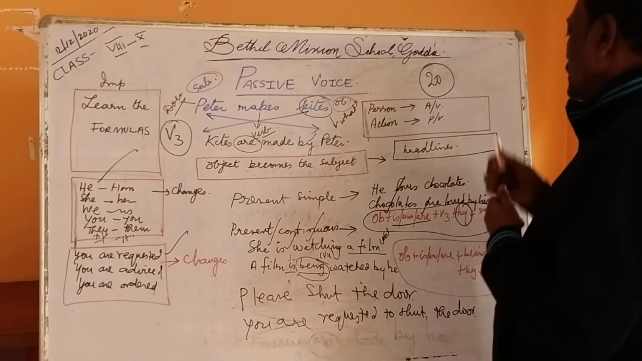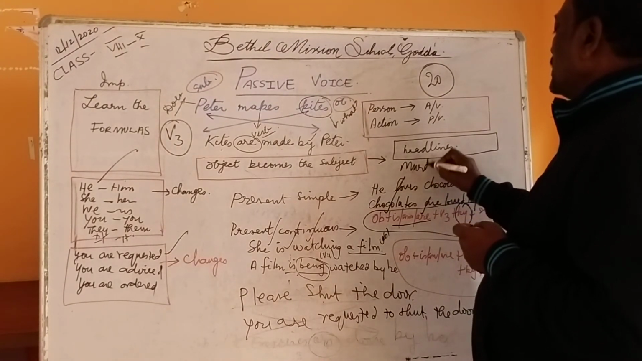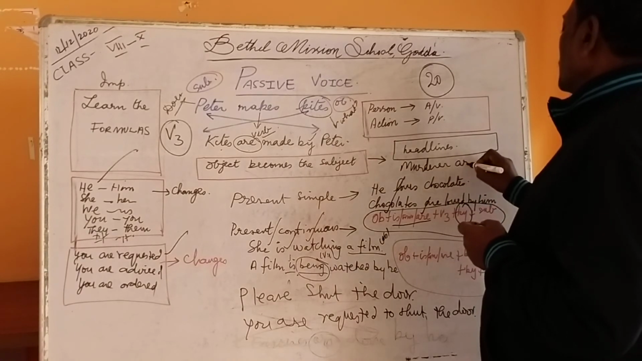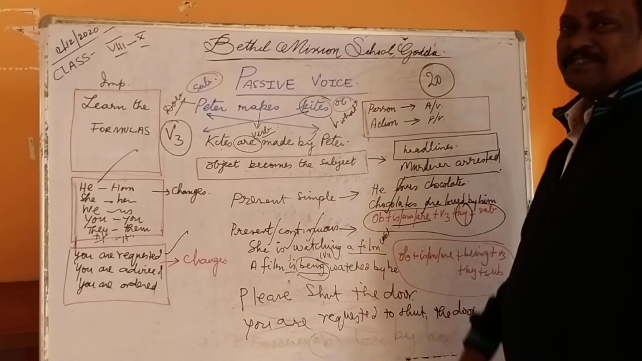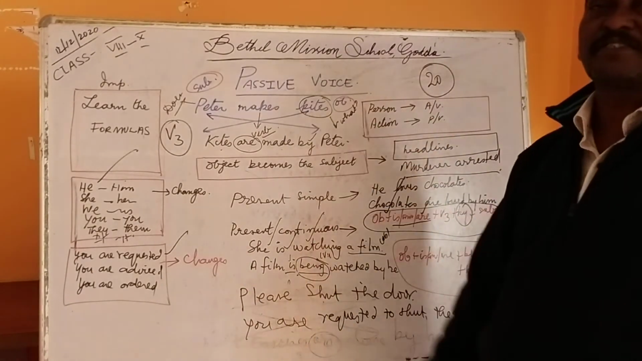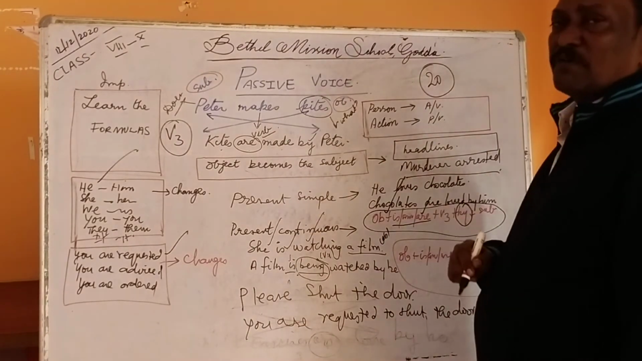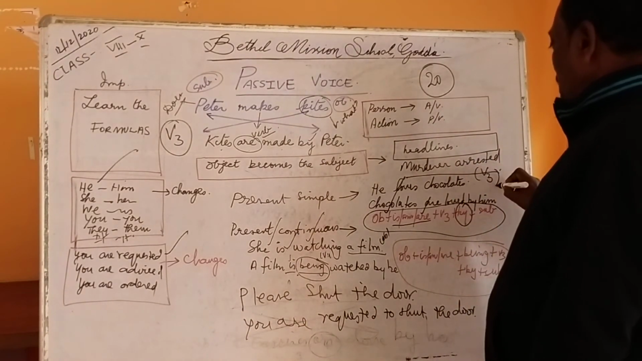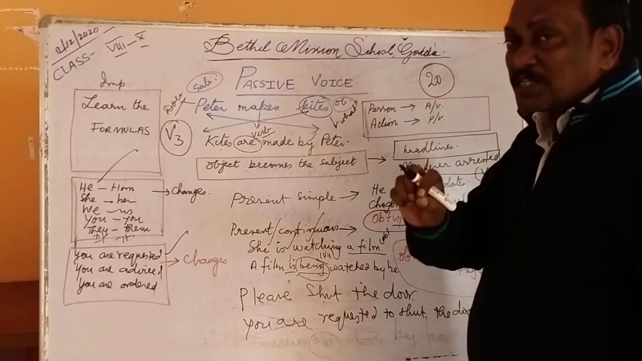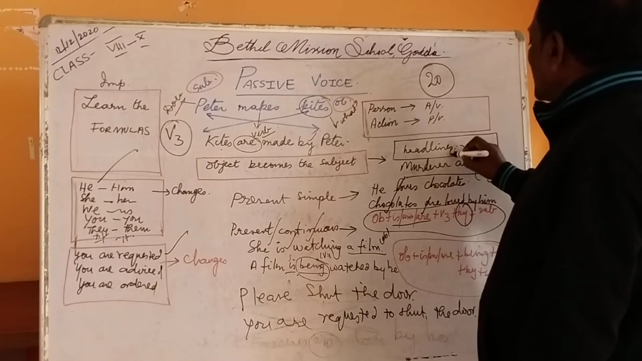You see, supposing, murderer arrested. Murderer arrested. Now in what tense is this? In what voice is this? Is it in the active or in the passive? Definitely in the passive. But how do you identify that? Arrested is V3 here. What the headline actually means is the murderer is arrested.